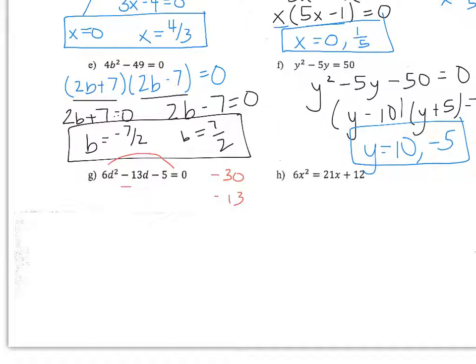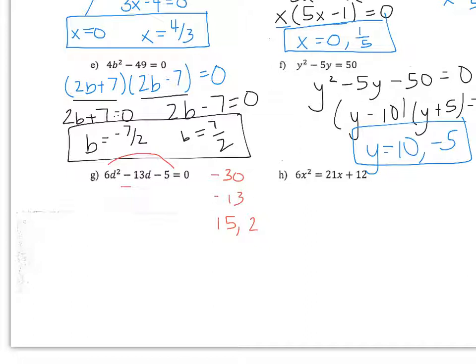So right away I'm thinking 10 and 3, but negative 10 and negative 3 will not give me a negative 30, it'll give me a positive 30. So the other choice is 15 and 2. So 15 times 2 is 30, 15 and 2 is going to give me negative 13, so it has to be a negative 15. So I'm going to write negative 15 right here. So now I'm going to factor by grouping.